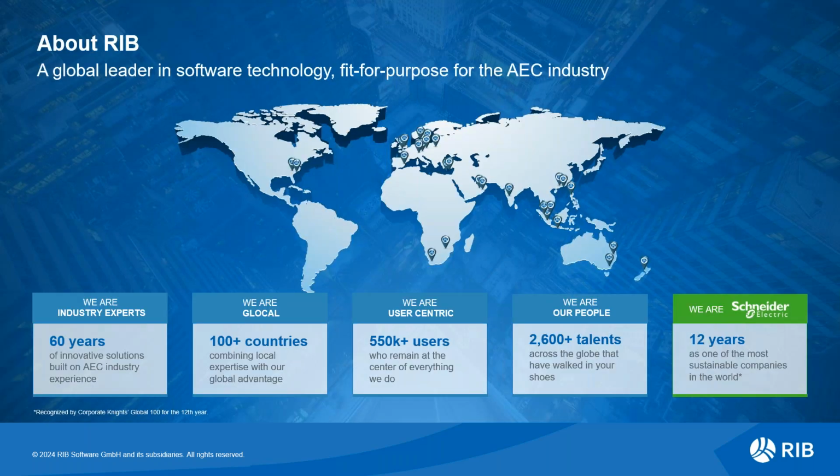Just as a quick introduction for any of those that may just be joining for the first time for our spec talk, which we do on a bi-monthly basis. Our company, RIB, we're a global leader in software technology. We're fit for purpose for the AEC industry. So we are all around the world. We are actually owned by Schneider Electric. And our company, SpecLink, we're specifically in the world of specification, automation of specification, making the process easier, making it easier to bring in additional players and collaborate on specifications, and just overall reduce time, frustration, improve the quality of your construction documents.